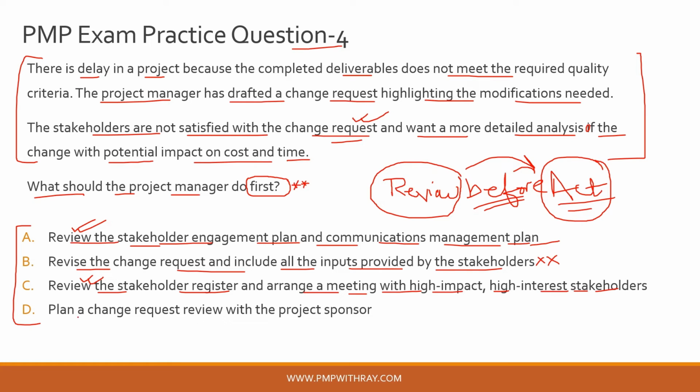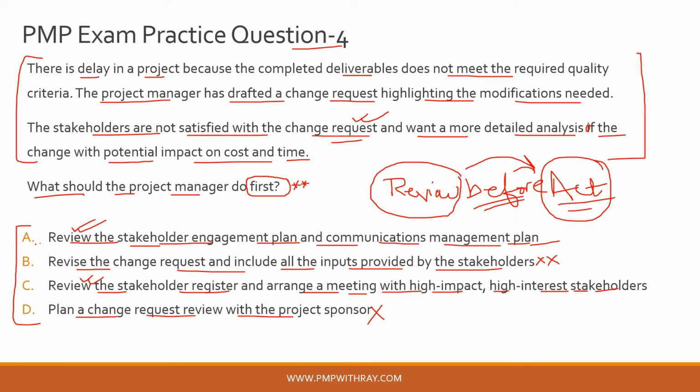Let's look at option D. Plan a change request review with the project sponsor. This is outright incorrect, right? Because this is escalation. As a good project manager, you shouldn't escalate something to your project sponsor unless absolutely necessary. In this scenario, until you have completed a full evaluation and analysis of the problem yourself, you should not escalate this to your project sponsor. So option D is definitely incorrect.